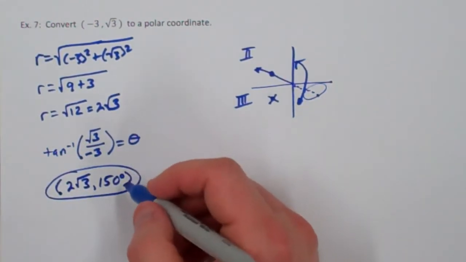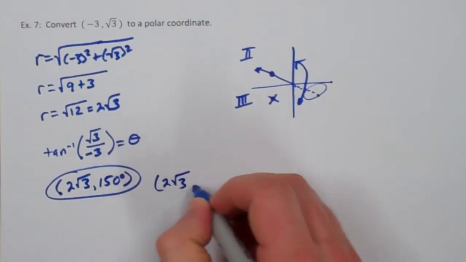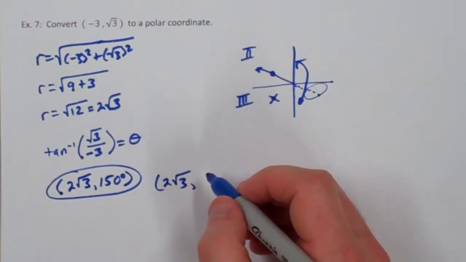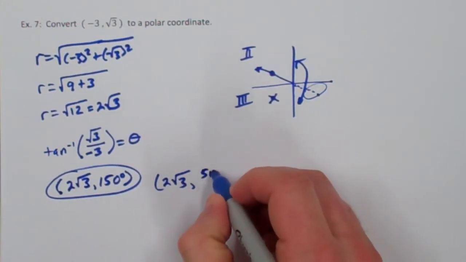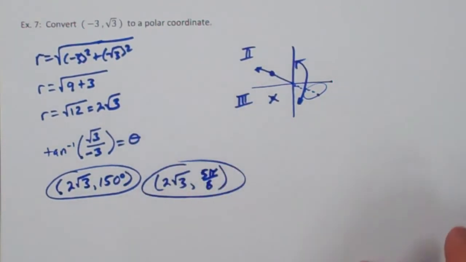And then if we change this one into radian measure, we've got 2 root 3, and then the radian measure for 150 is 5 pi over 6. And that one will work as well. One last one here to do.